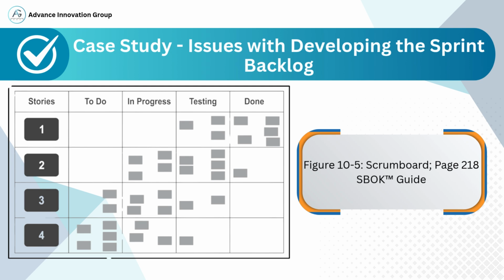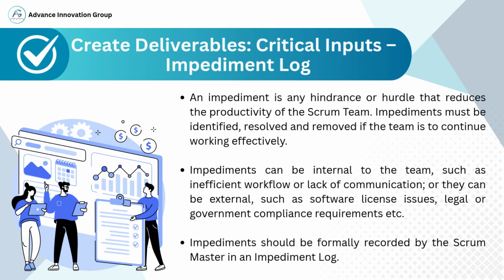This case study highlights the importance of well-groomed backlogs and daily monitoring during stand-ups to ensure even workload distribution and smooth progress across stories. One of the critical tools in the Create Deliverables process is the impediment log. In Scrum, impediments are anything that blocks or slows down the team's work. These obstacles affect the productivity and efficiency of the Scrum team. If not resolved quickly, they can lead to delays and quality issues.